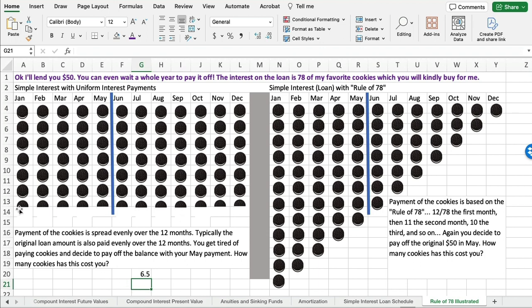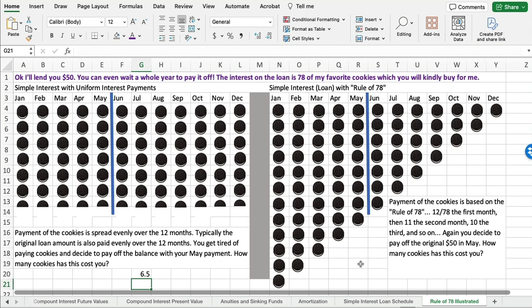So in January, you're going to pay me 6.5 cookies. And then in February, 6.5 cookies. And then March, 6.5 cookies. And it keeps on going like that. You're just going to continue to give me cookies until you pay off the $50 that you borrowed in the first place.